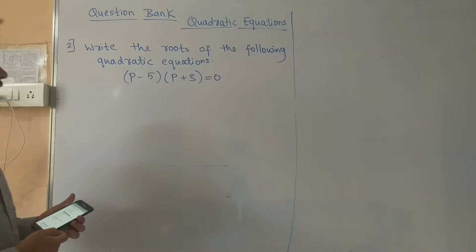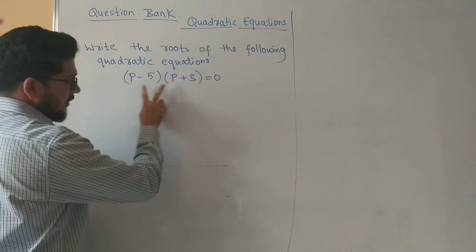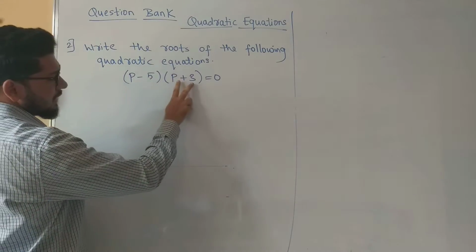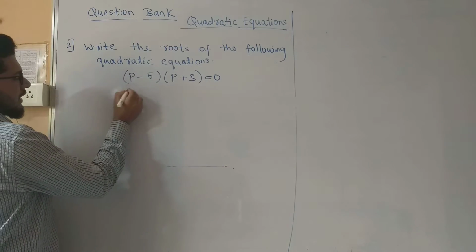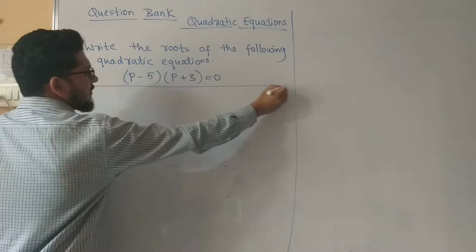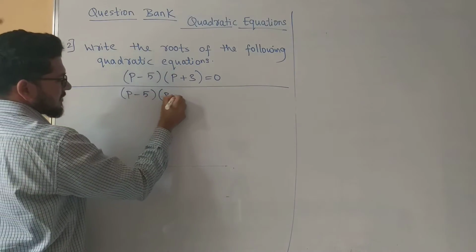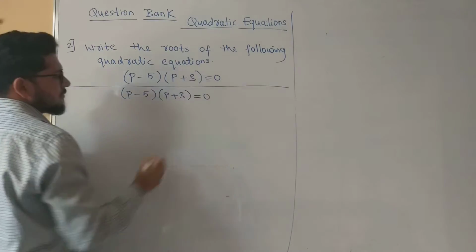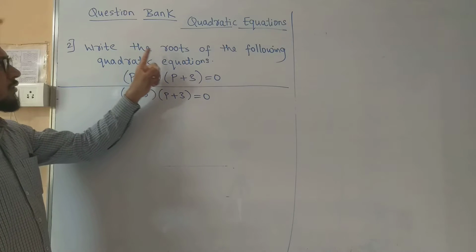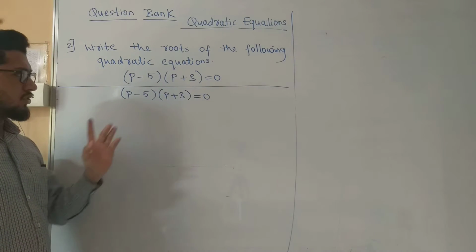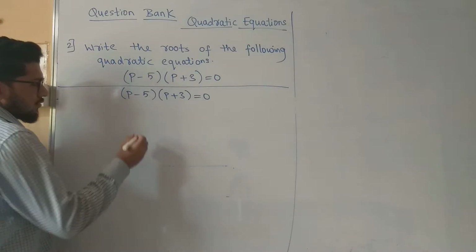So how will we solve this equation? First, the two brackets are given: (p minus 5)(p plus 3) equal to 0. We will separate this equation. First we will write the question again: (p minus 5)(p plus 3) equal to 0. The question says write the roots of the following quadratic equation, so we have to find the values of the roots of the equation.